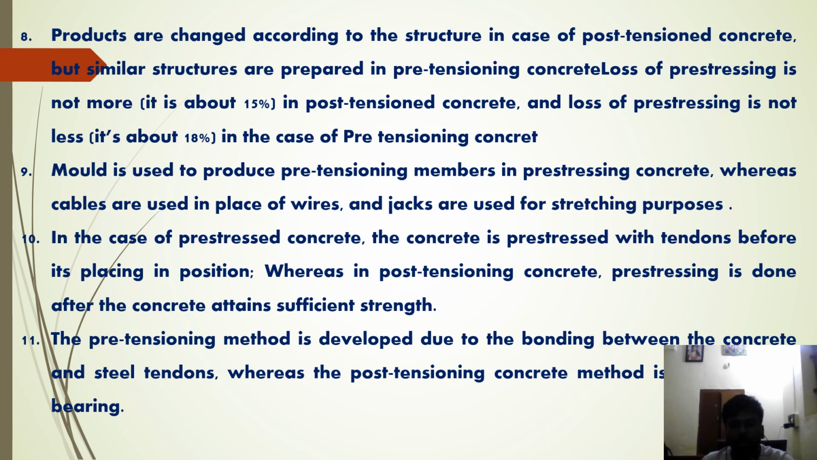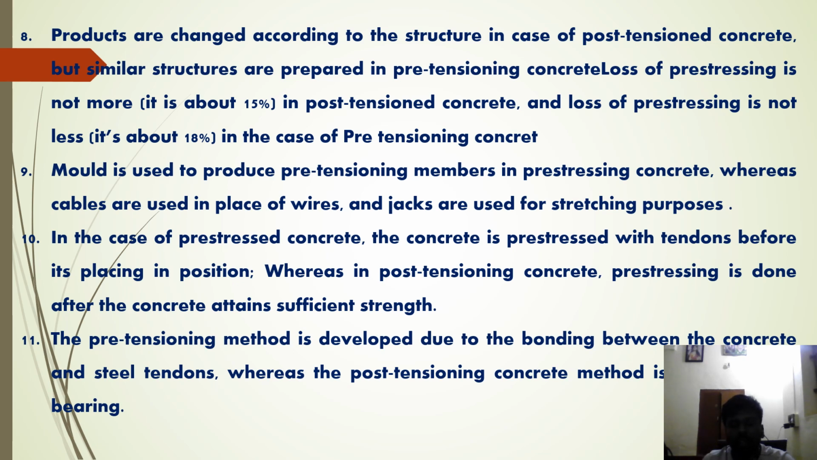In the case of pre-tensioning concrete, a mold is used to produce pre-tensioned members in pre-stressed concrete, whereas cables are used in place of wires and jacks are used for stretching purposes.